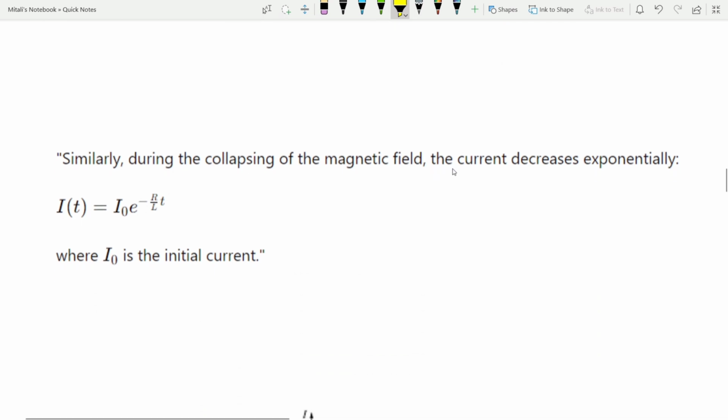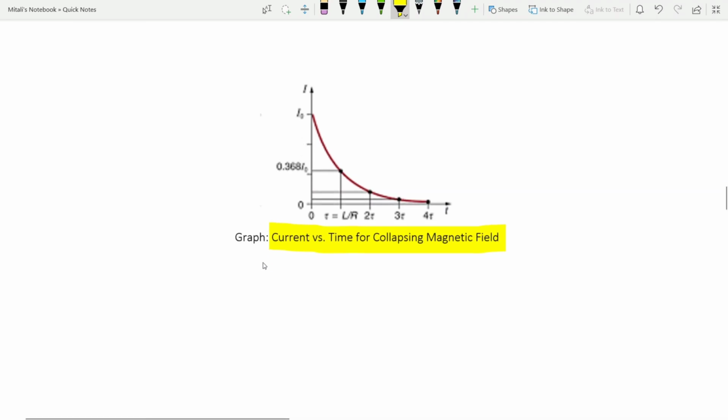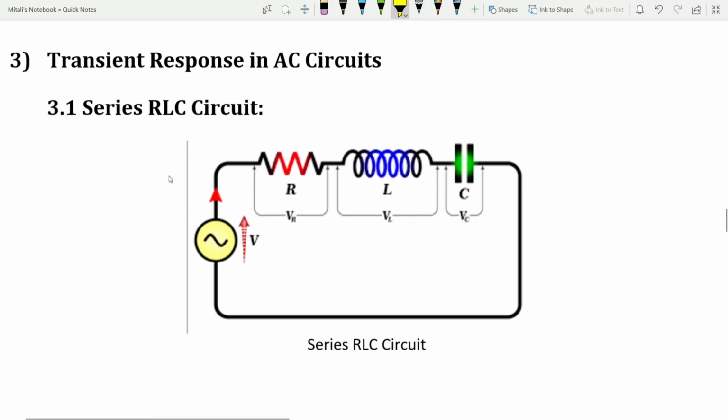Similarly, during the collapsing of the magnetic field, the current decreases exponentially. i(t) = I0 e^(-Rt/L), where I0 is the initial current. We can see the graph of current versus time for the collapsing magnetic field. Now let's move on to the AC circuits. Here we will focus on RLC circuits, which include resistors, inductors and capacitors.